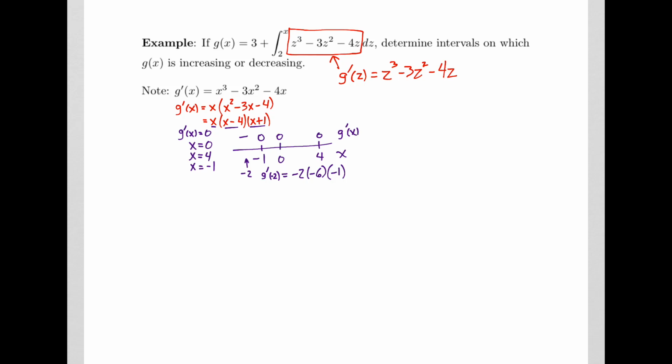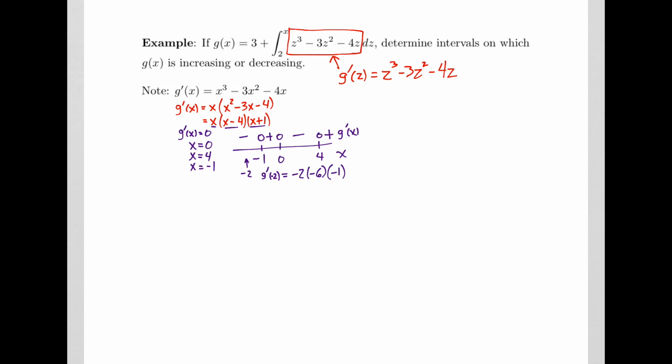So I could do another example. Pick a number between -1 and 0, like -1/2, and I get a negative times a negative times a positive. 2 negatives and a positive gives a positive sign. And as I do that for each of my intervals, I get my signs. And now I can interpret my result.